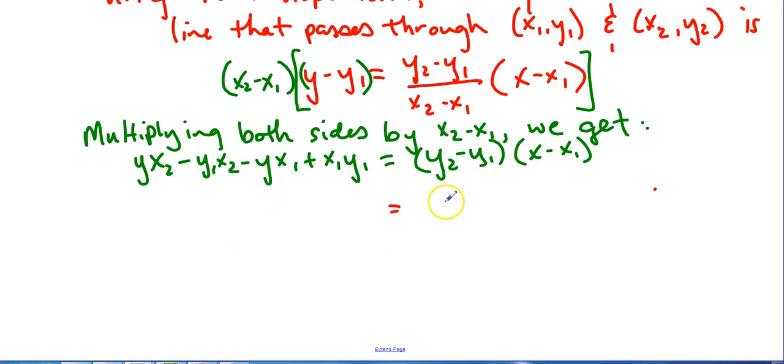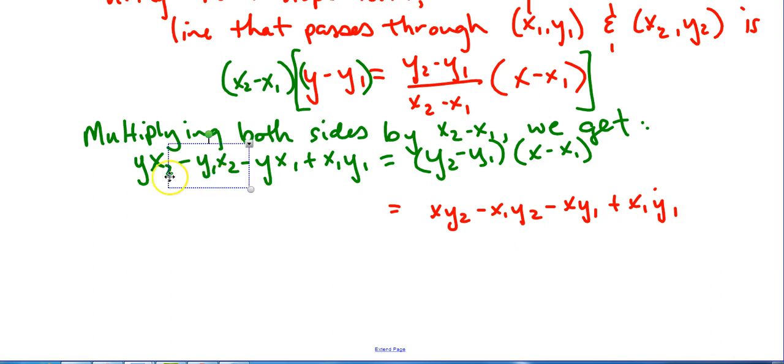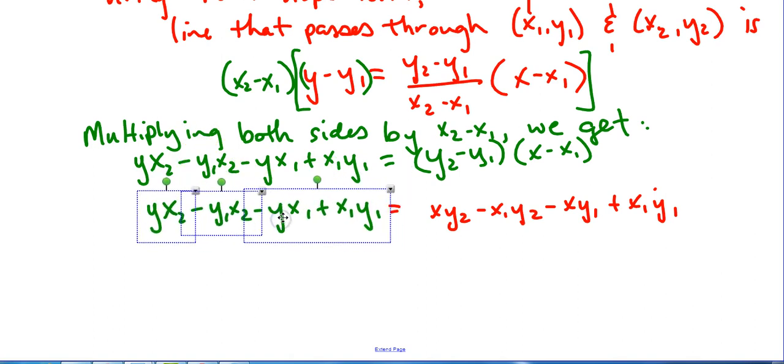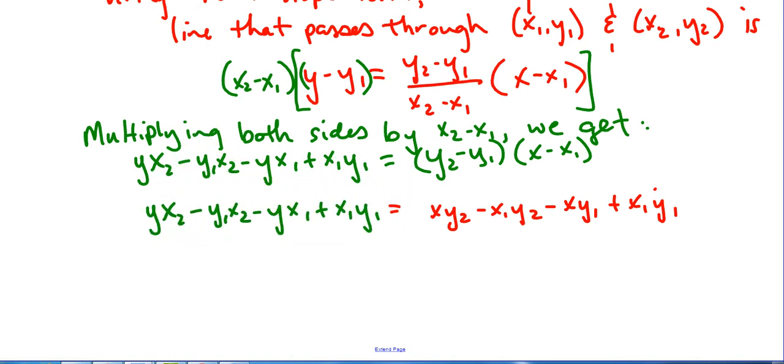Expand the right side, and we end up with, first is x, y2. Outer is minus x1, y2. Inner is minus x, y1. And then the last is plus x1, y1. And then our left side just comes down. So let's go ahead and copy that. Nice and easy. Technology is nice sometimes. So let's check out what's going on.